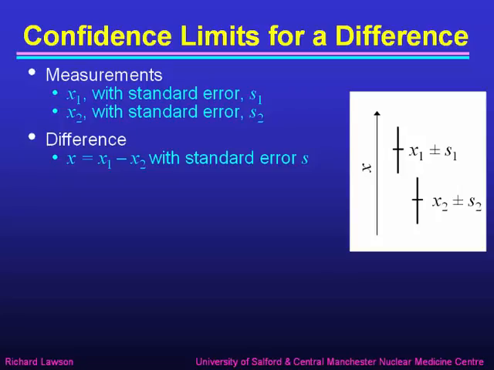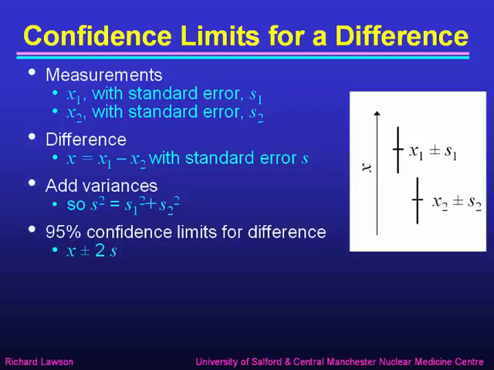Well, you might think we just look at the standard error s1 and the standard error s2 and add the two together. Unfortunately, we can't add standard deviations, but we can add variances. And if you remember, the variance is just the square of the standard deviation. So we can say s squared, the total standard error, is s1 squared plus s2 squared, the sum of the squared standard deviations of the two individual measurements.